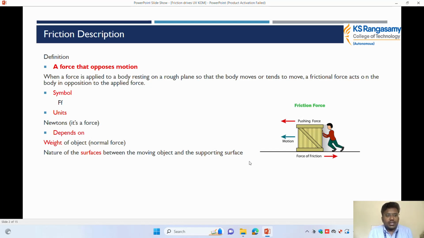The unit of friction is the same as the force unit. It is the Newton. Friction depends on the weight of the object, that is the normal force, and the nature of the surfaces between the moving object and the supporting surface. So this is the general definition of friction.